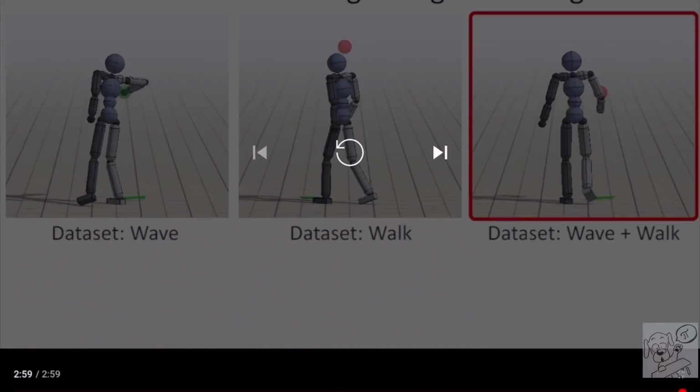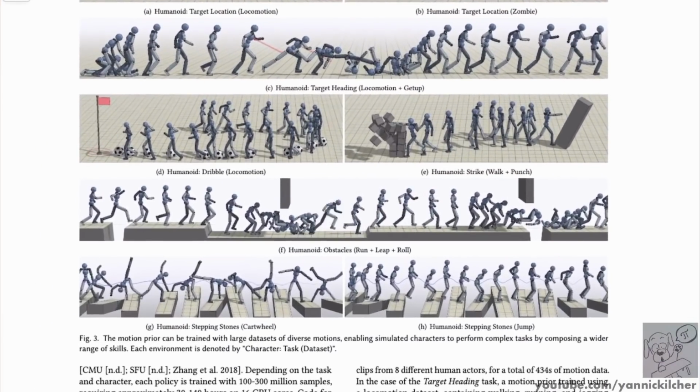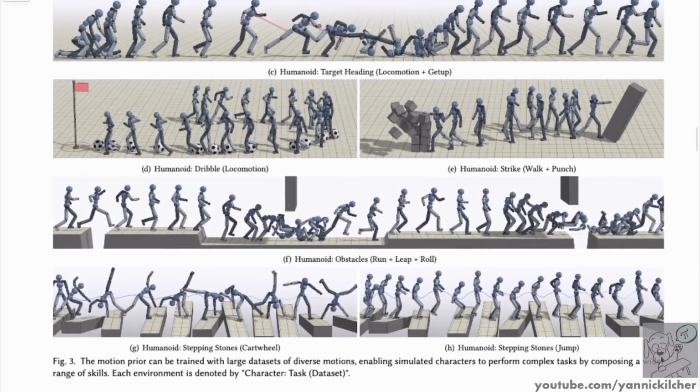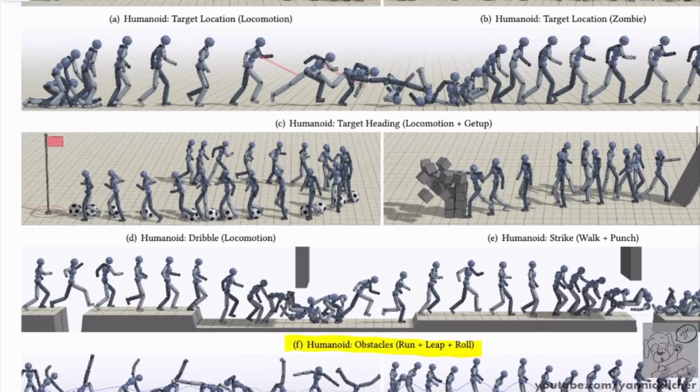So if you want to check out this video, there is another one that actually explains the paper in a short form. This is from SIGGRAPH. Go check it out. They do have more sophisticated behaviors. So on the bottom here, you can, for example, see the obstacle, run, leap, and roll. So the data set contains demonstrations from all of those things, but not the things in conjunction with each other.